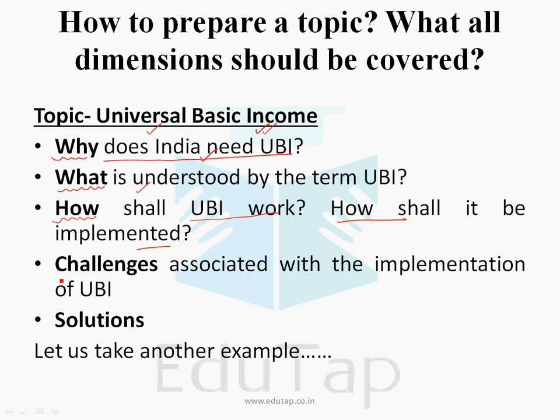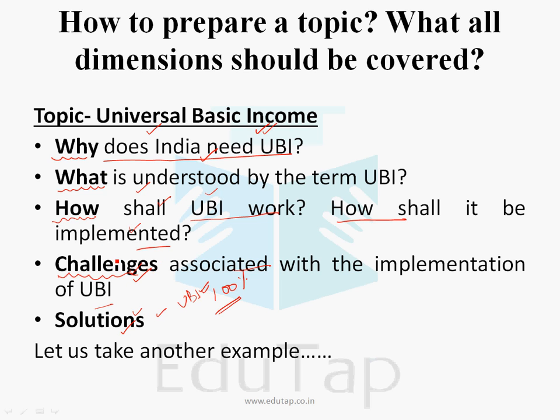Then you have to ask the question, challenges associated with the implementation of UBI. Then you have to write down a few solutions corresponding to those challenges, that is, how these challenges or bottlenecks or constraints can be addressed. So once you make your notes in this manner, why, what, how, challenges and solutions, there is no way that any essay comes in the examination and it does not fall within these five dimensions. Any essay asked on UBI will definitely, 100%, fall within these five dimensions. Either it will be on why, or on what, or on how, or challenges or solutions, or a mixture of these five dimensions.